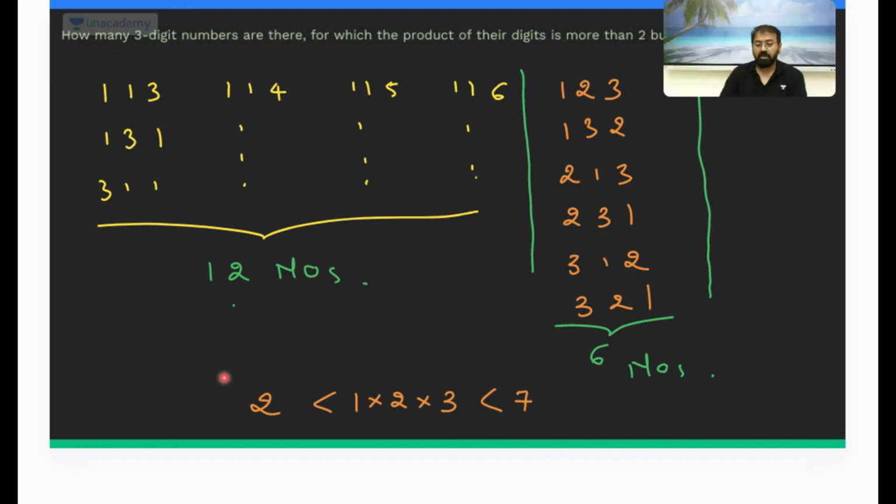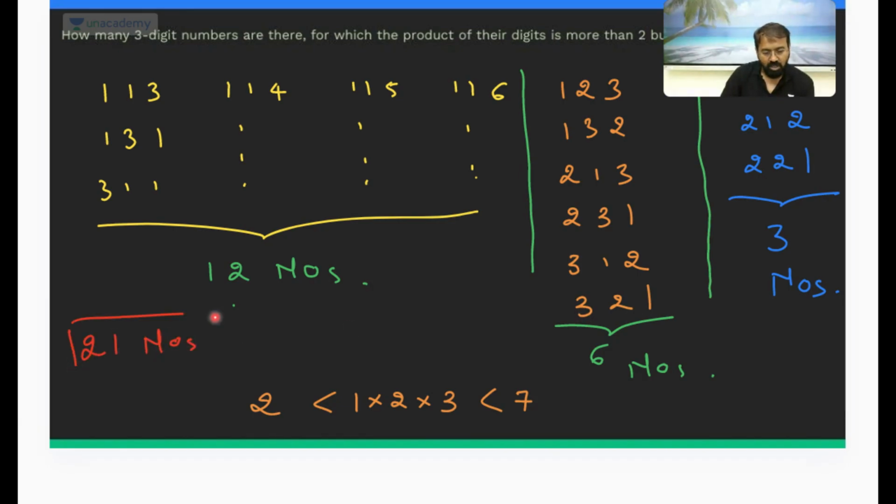Guys, what is left now? Can you tell me? Which number is left? Correct. So guys, we can also take 122, 212 and 221. So there will be three more numbers. That's why we will have a total of 21 numbers. That's your answer. This is the answer. So do you all agree, guys?